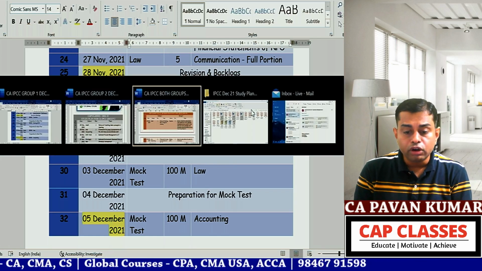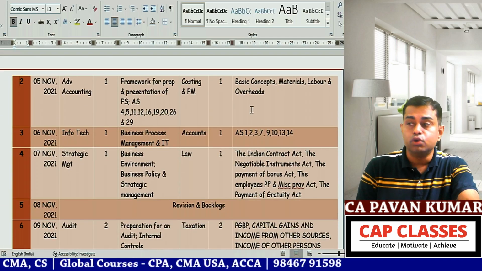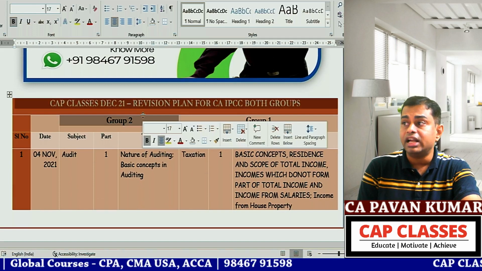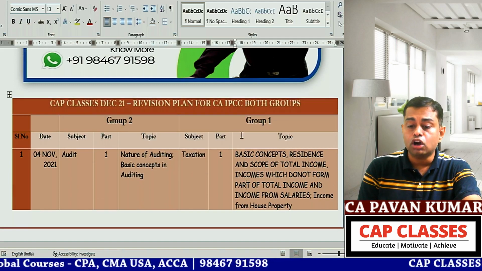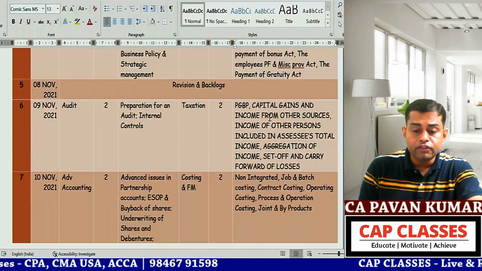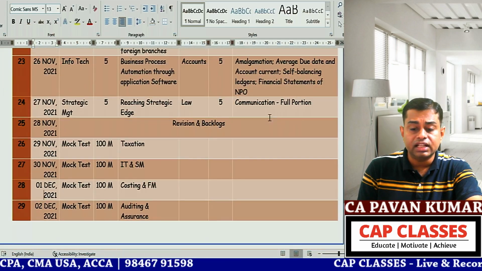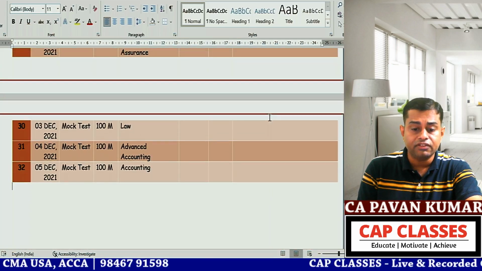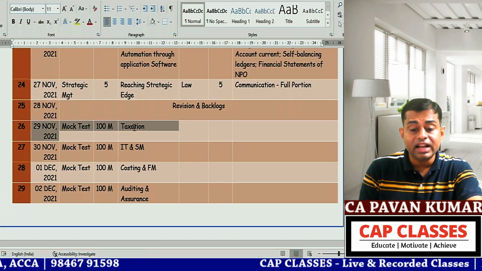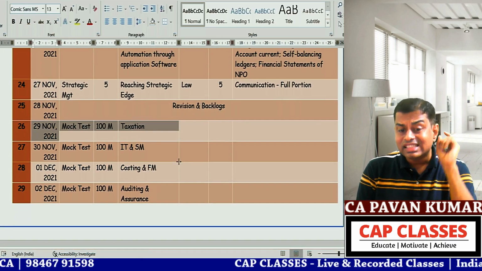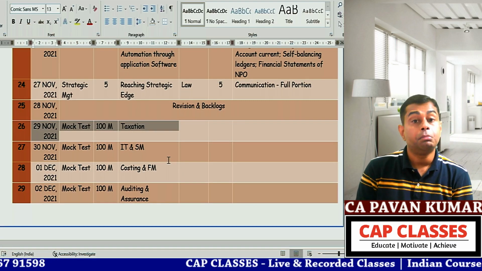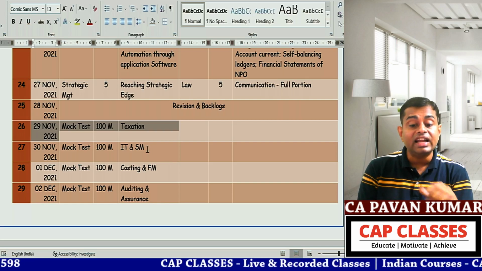Okay, so if you look at both the groups schedule, in this column I have given the group 2 timetable. Next, in this column, I have given the group 1 timetable. If you look at the mock test, at the end of this, I have given the mock test. So on 29th you are writing taxation. If you are writing a single group, then on 30th you will have a day off, a break. But if you are writing both the groups, you will write IT and SM.